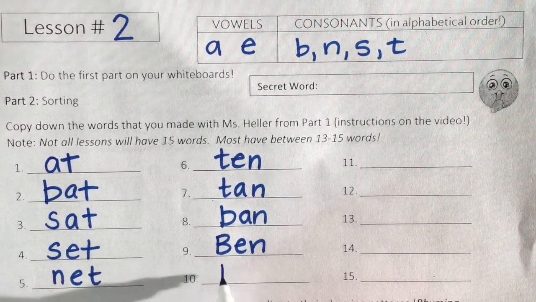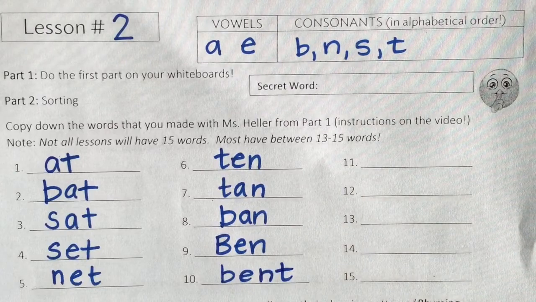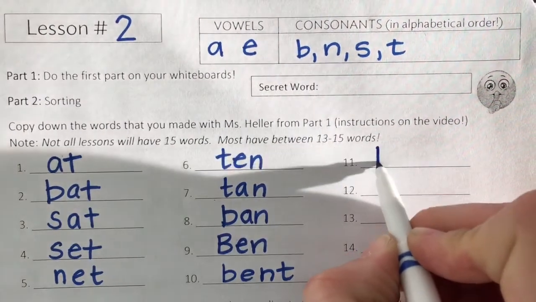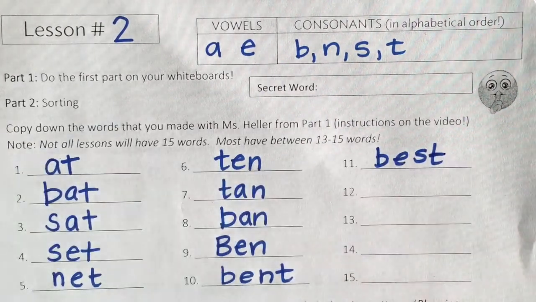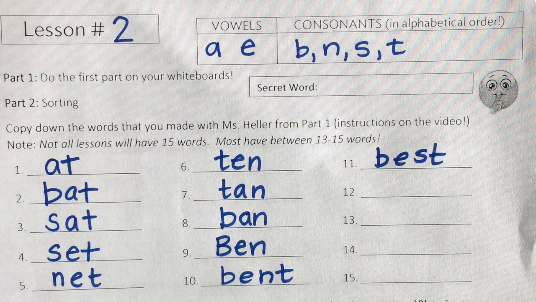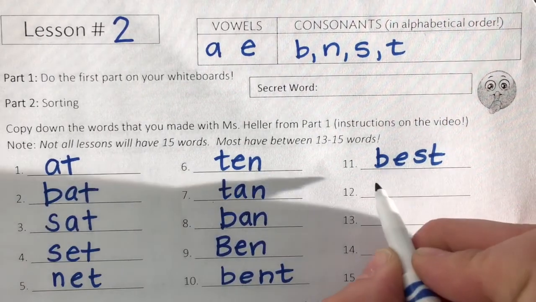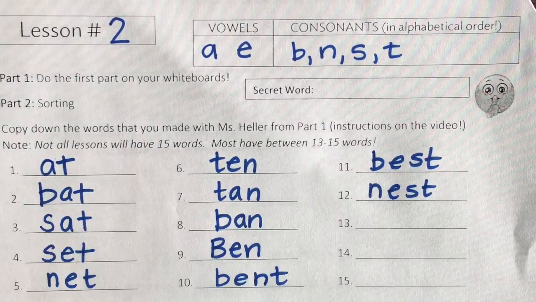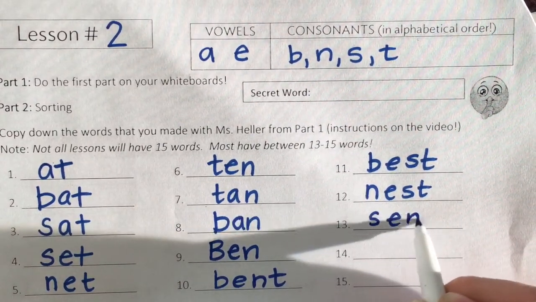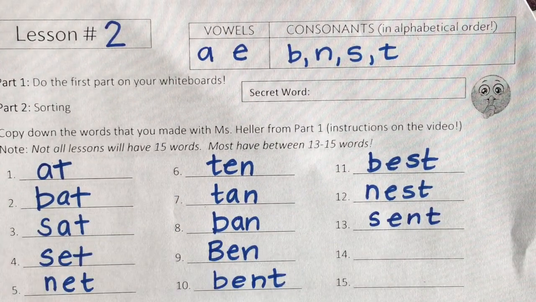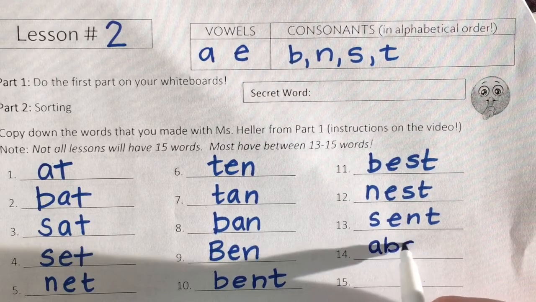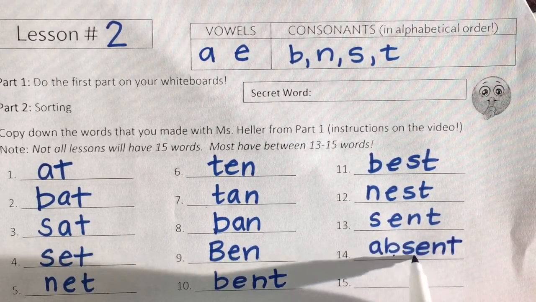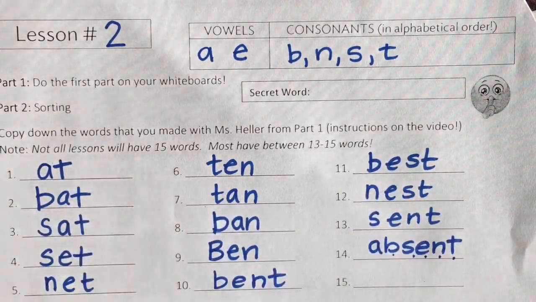Get ready? Bent. We made the word best, best, best. Then we made a word that rhymed with best. The word was nest. Get ready? N-e-s-t. Then we took the same 4 letters in the word nest and we made the word scent. Get ready? S-c-e-n-t. Scent. And then finally we had our secret word, which was absent. A-b-s-e-n-t. You can go ahead and write that secret word up there.